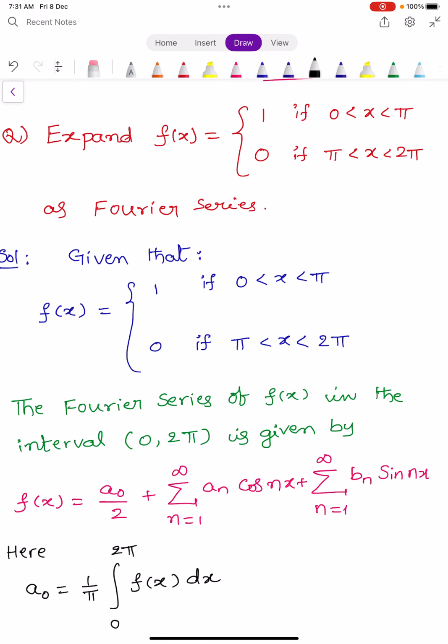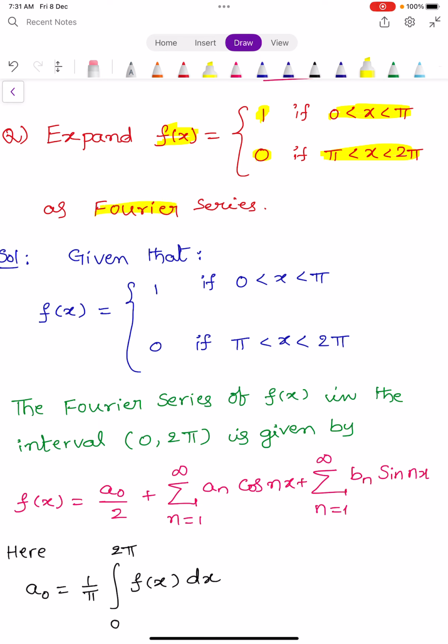In this video we solve a problem where the interval is defined into two parts. Let us see. Expand f of x, where f of x is defined like this: f of x is equal to 1 over the interval 0 to pi, and f of x is equal to 0 over the interval from pi to 2 pi, as a Fourier series.